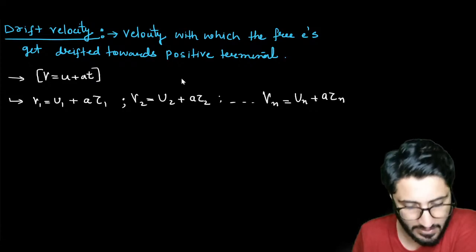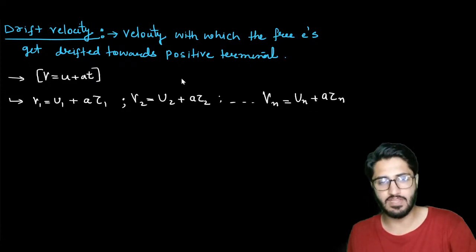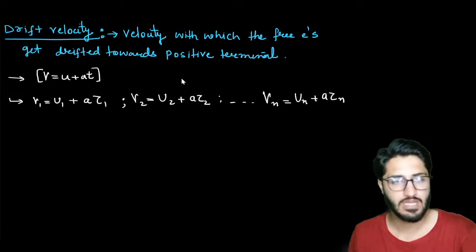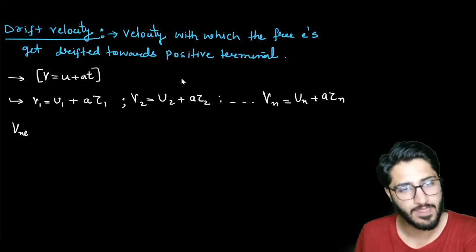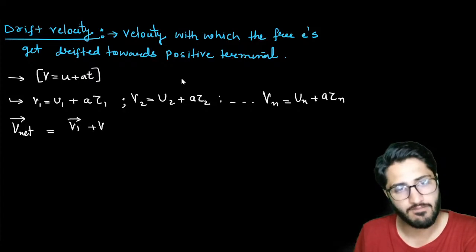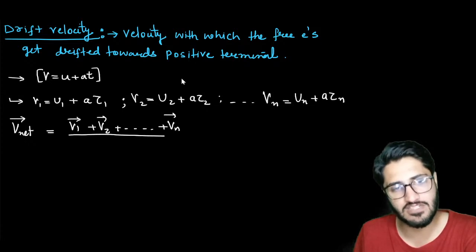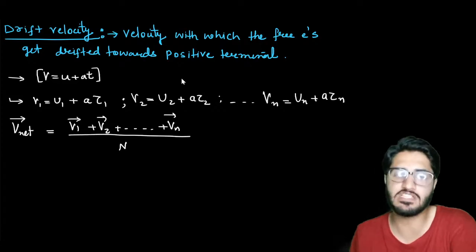What is V net now? If I need to write V net, what is V net? I guess V net is equal to V1 plus V2 plus so on up to Vn, whole divided by n. It is the average value, no? Is it the average value? Yes.